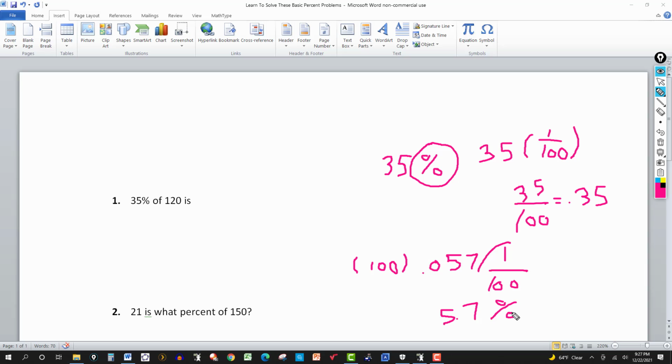So that's why they tell you if you have a percent and you want to change it to a regular decimal without the percent sign, just drop the percent sign and move the decimal over 2 places to the left. Going back the other way, do the opposite. If you have a number and you want to convert it to a percent, move the decimal over 2 places to the right, and then add your percent sign. Gives you the same thing.